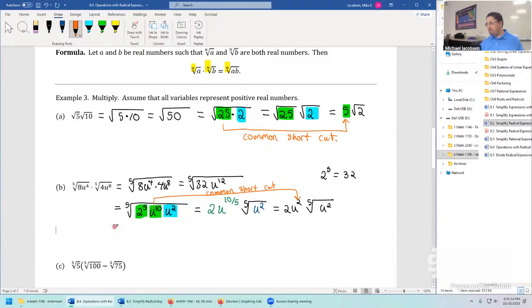So that's 2 down. We'll take a look into the next one, where we have to use the distributive law this time out of nowhere. Any questions on part B?